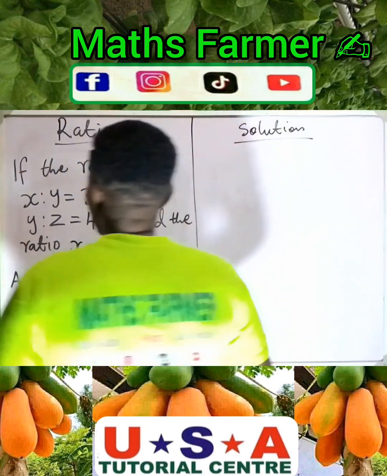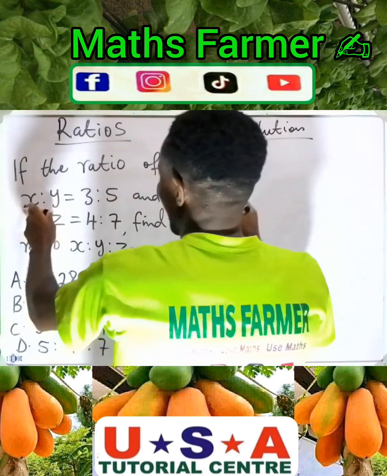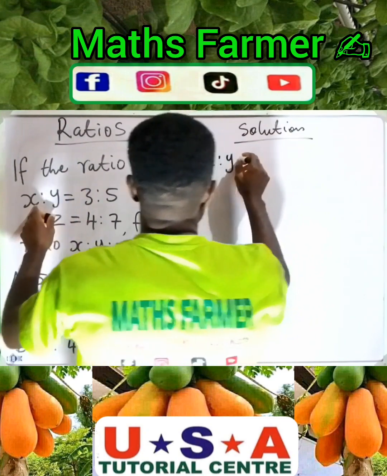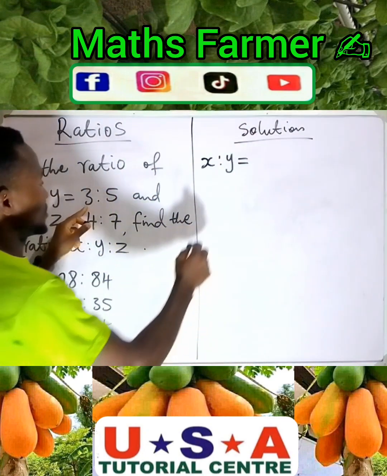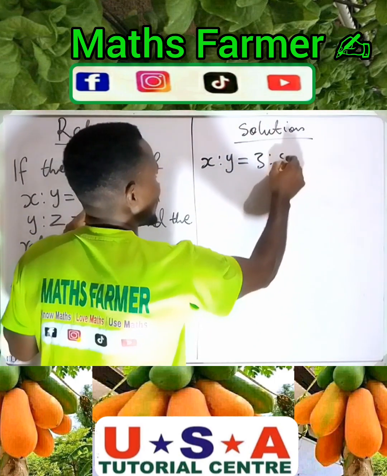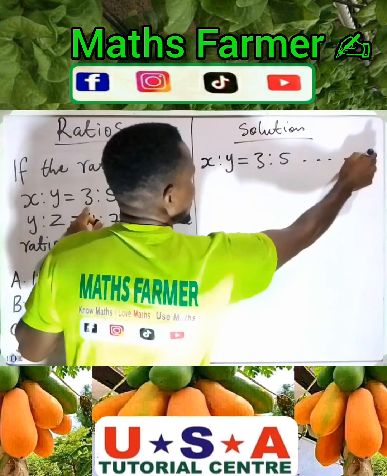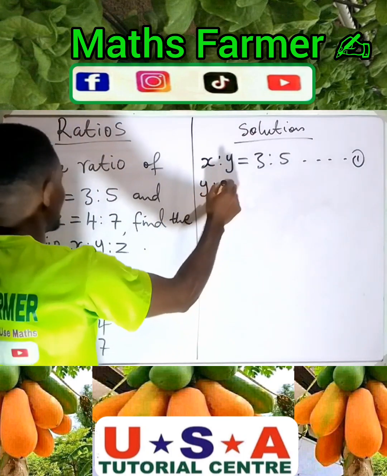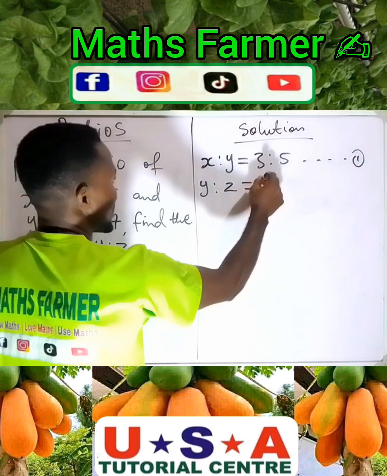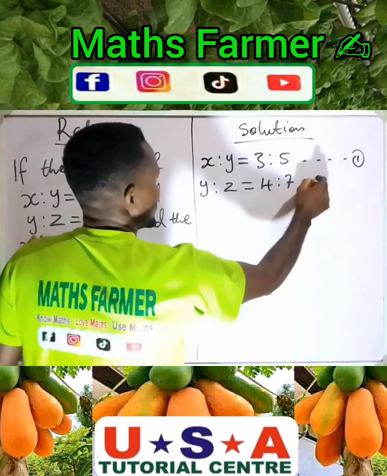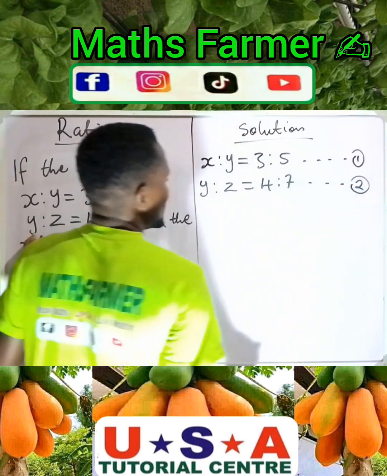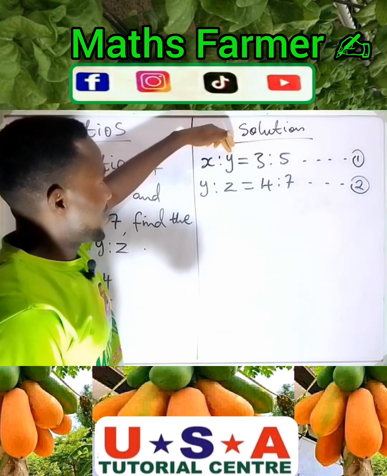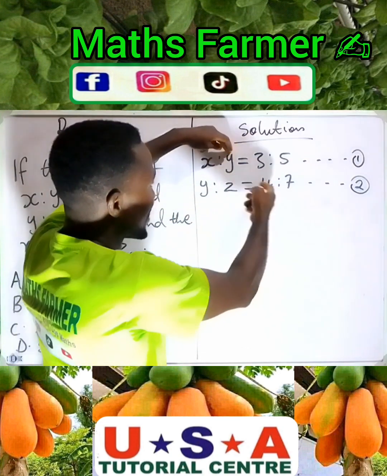Now we have two equations here, two ratios. The first one is x is to y, which is 3 is to 5. So we can call this one equation 1. We have the second one here, which is y is to z. We can call this one equation 2. Now, what you observe here, in equation 1, we have y, and the value of y here is 5.